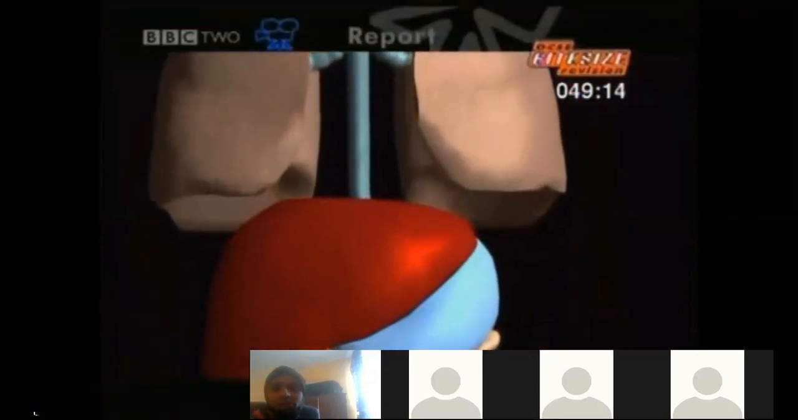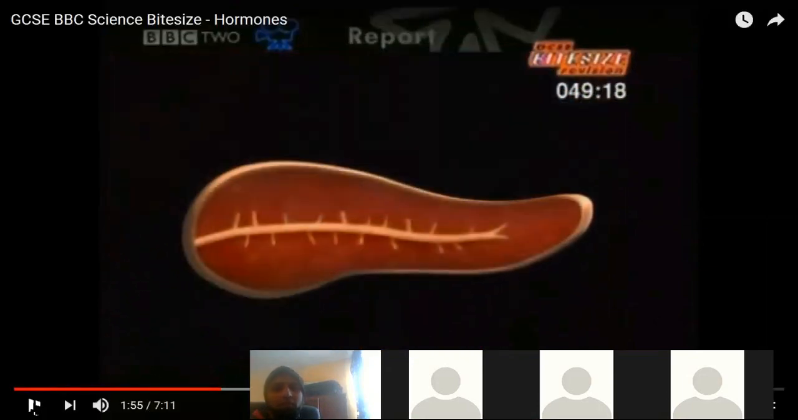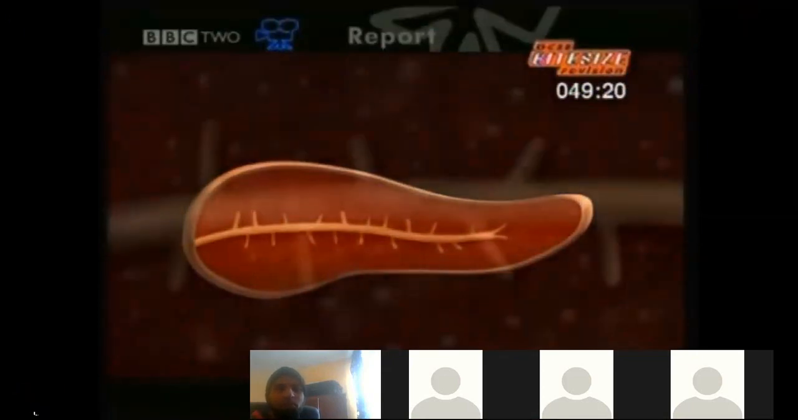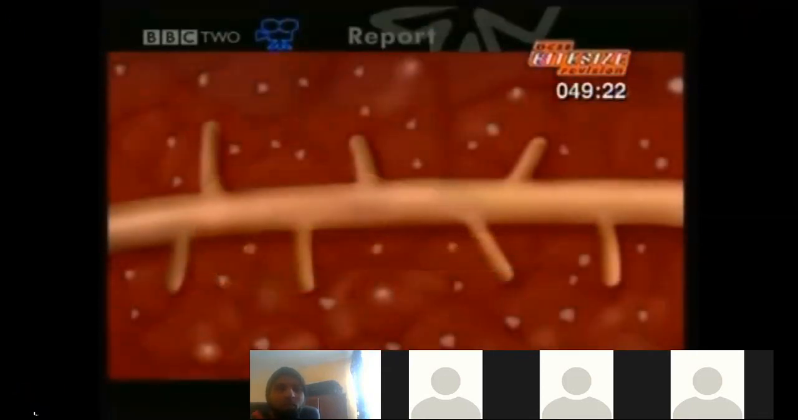Insulin is produced by an organ called the pancreas, which is found just behind the stomach. So insulin produced by pancreas, you might write that down. The white specks are made up of cells which produce insulin.